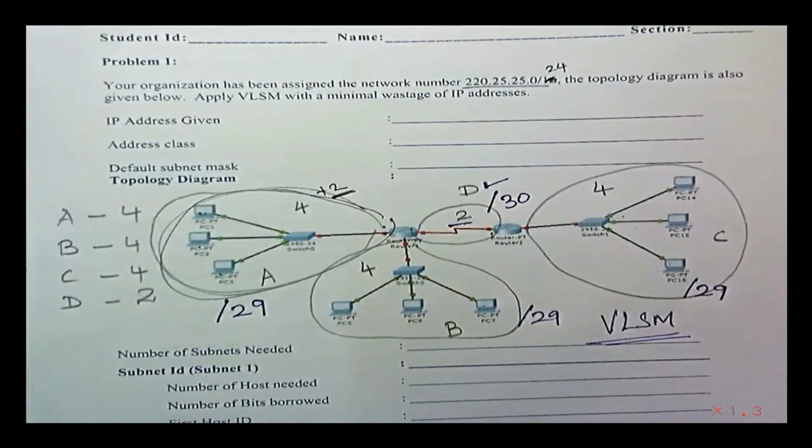So I'm going to solve one more problem also. Problem 2 I'm going to solve. You can find it in the next video.